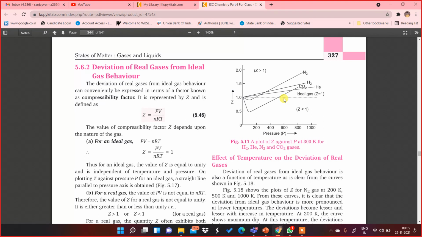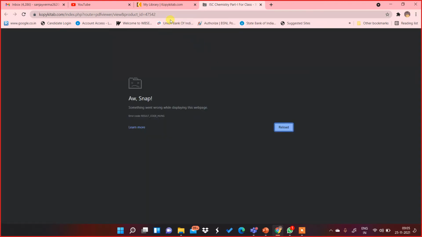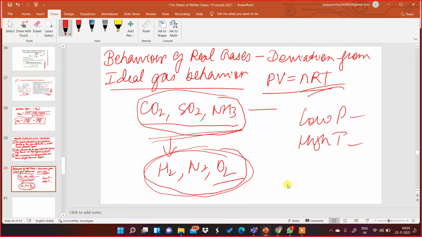So that is what is explained according to the deviation of compressibility factor with respect to pressure. Okay, never mind. We come to the next part. I'll explain it from here.